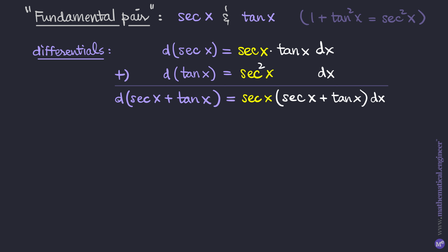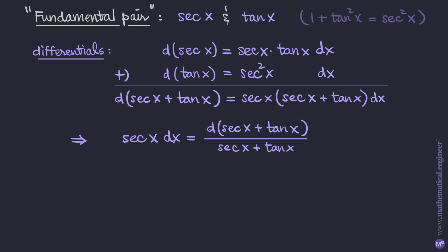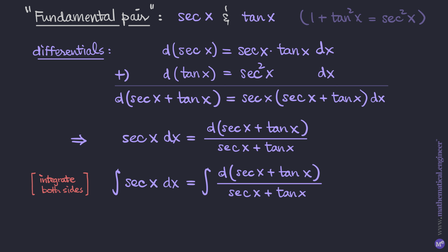That looks quite promising to me because I see secant plus tangent and its differential in the same line. Probably we should collect them on one side to see what happens. Now here is the nice thing. Without too much effort, we get back what we're originally after on the left. Not exactly the same, but in the differential form, secant x dx. Integrating both sides, that tells us exactly how to integrate secant.